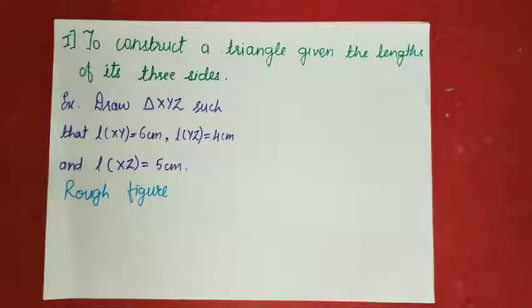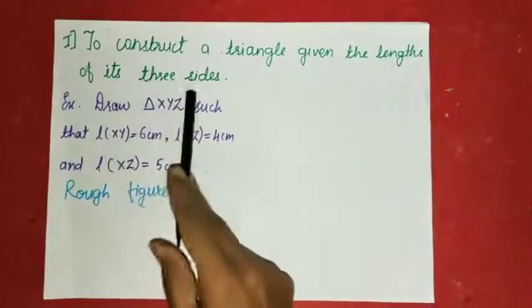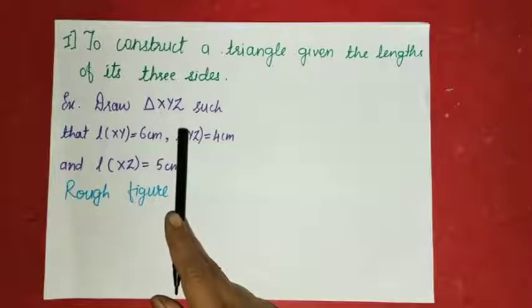Children, now we will see construction of a triangle when length of three sides are given. That is, the first type of construction, to construct a triangle given the lengths of its three sides. Let us do solved example first.